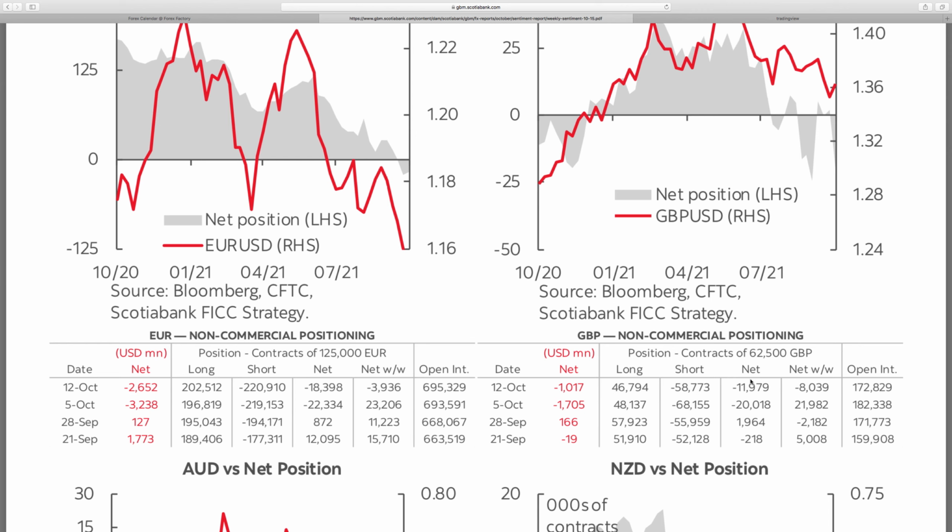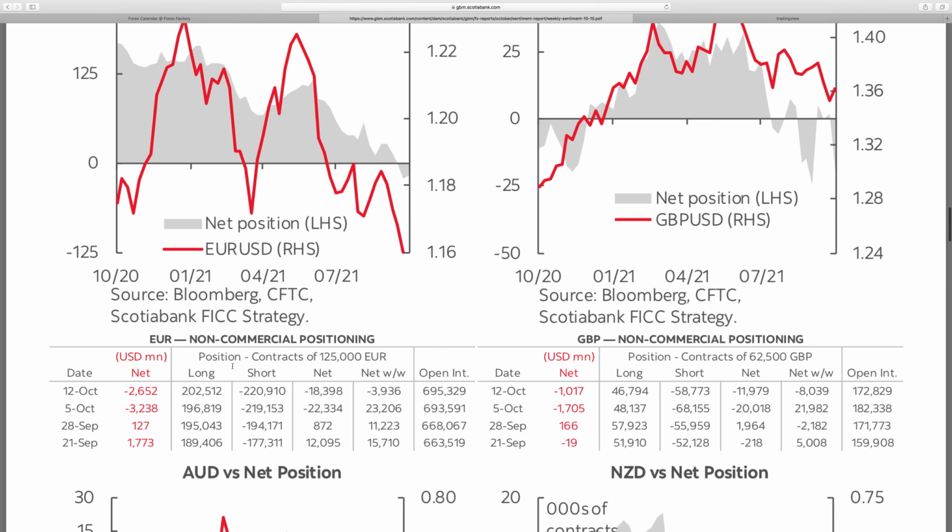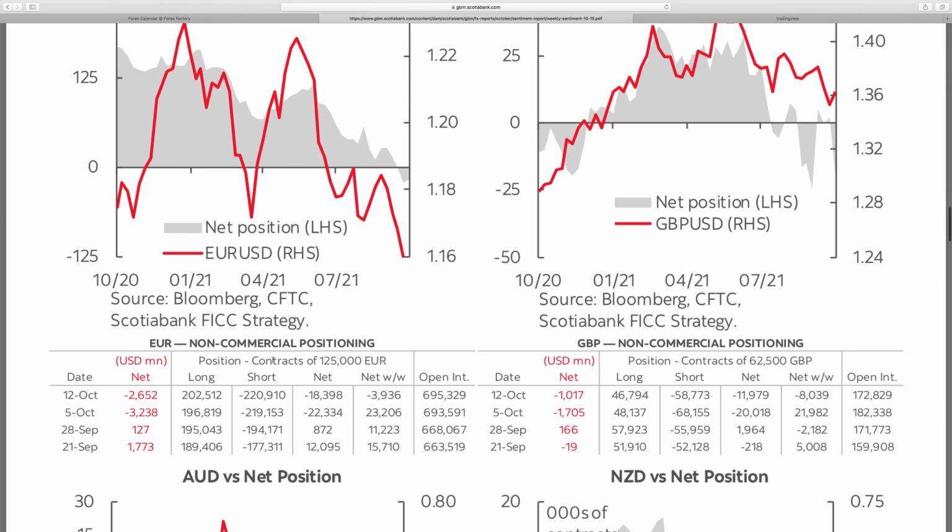Starting off this week's analysis with the CFTC report covered by Scotiabank, we can see there was some incredible long positioning build up in the euro, also shorts added. Now the thing is, the euro longs added at a cheaper price, while the euro shorts, or dollar longs, added at a more expensive price.